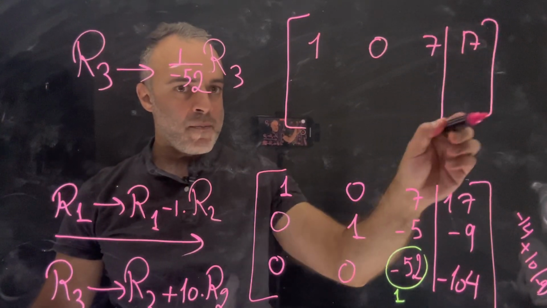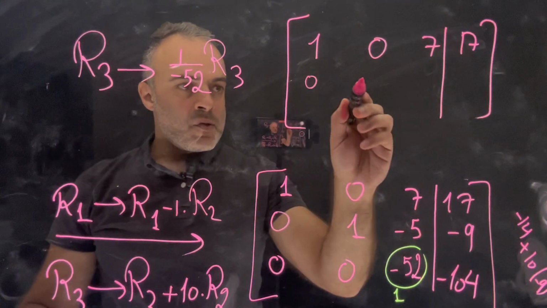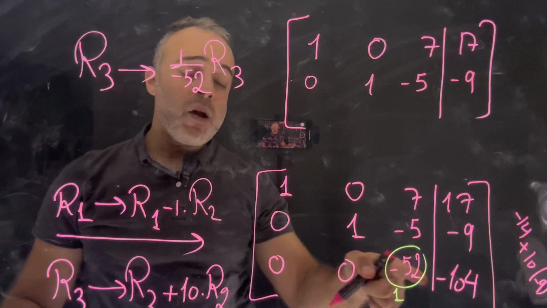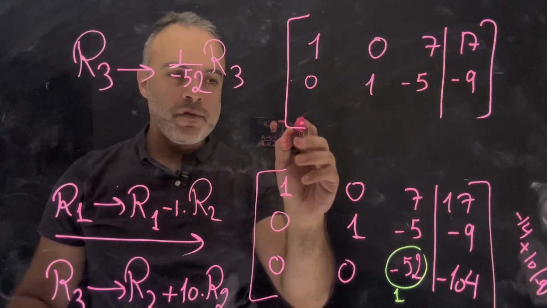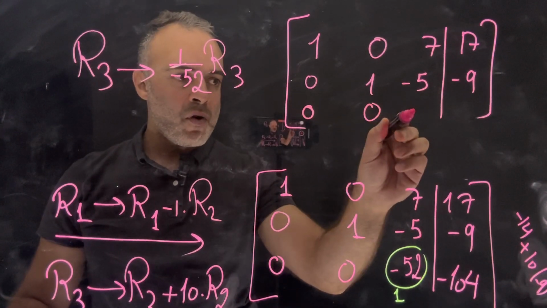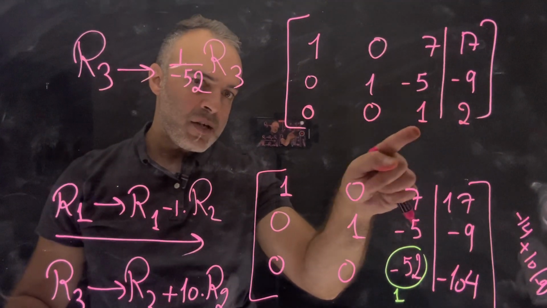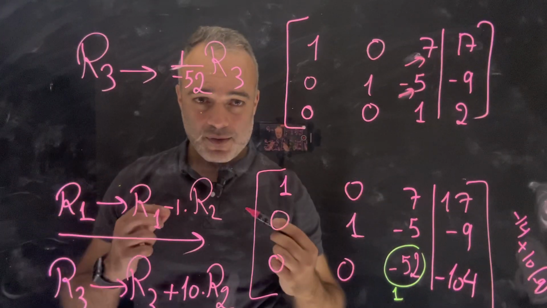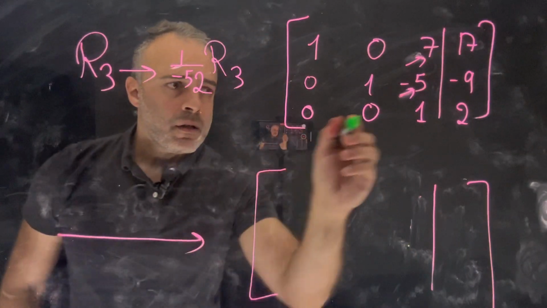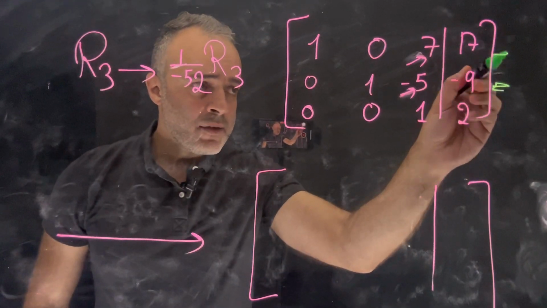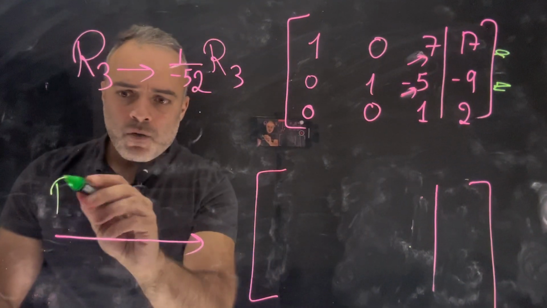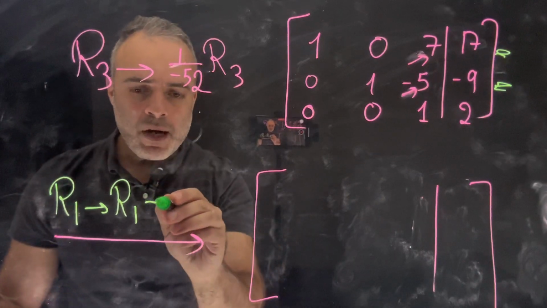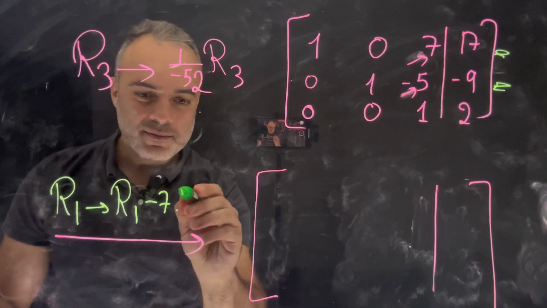And it becomes, of course, 1, 0, 7, 17. That's our first row. The second row is 0, 1, -5, -9, and I have to multiply this by 1 over -52 or divide by -52, so it becomes 0, 0, 1, and 2, and obviously Z here is equal to 2. So I have to convert the -7 and the -5 into zeros. So again, I have to do changes to R2 and R1. So R1, that's a 7. So I have to do -7 times R3 now.